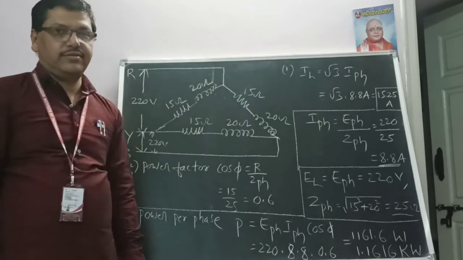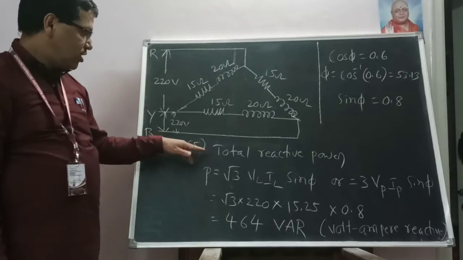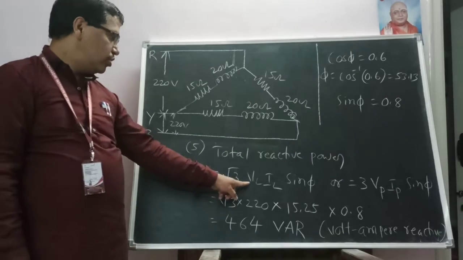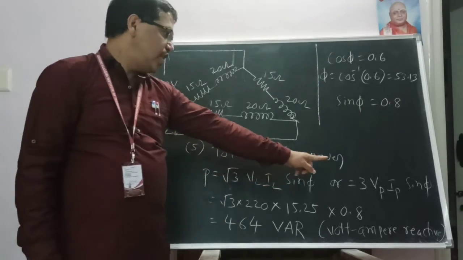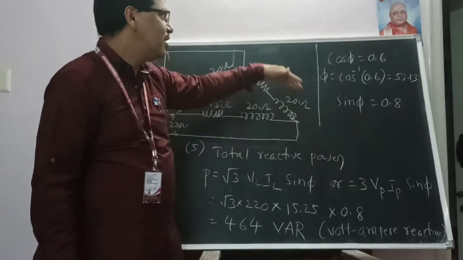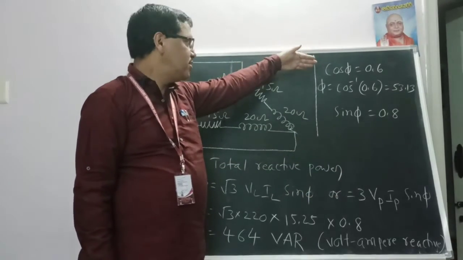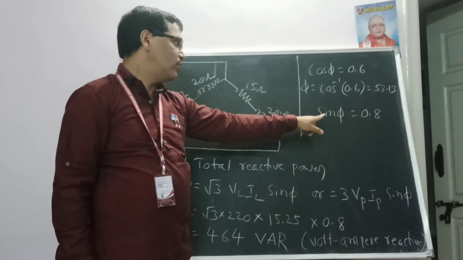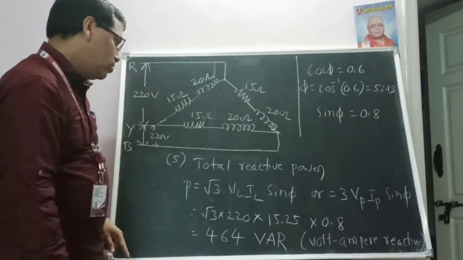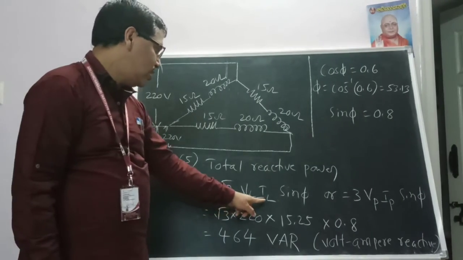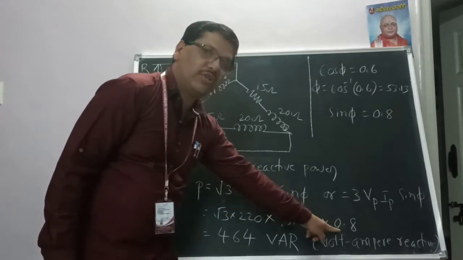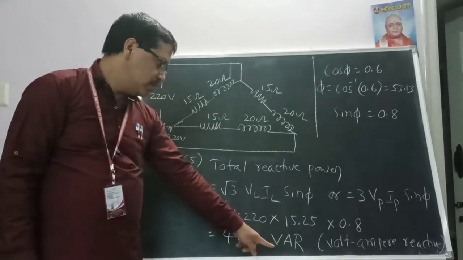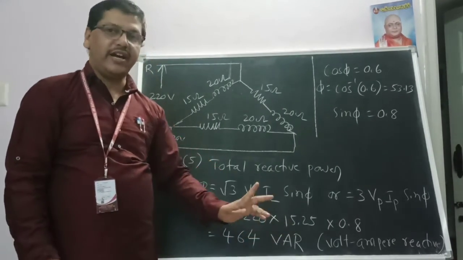which is also called 1.1616 kilowatts. The last, fifth one, is total reactive power. The reactive power relation is Q is equal to root 3 VL IL sin phi, or 3 into V phase I phase sin phi. We already know cos phi is equal to 0.6, so phi is equal to cos inverse of 0.6, which is 53.13 degrees. So sin phi is equal to 0.8. We substitute that 0.8 in place of sin phi in root 3 VL IL sin phi. The answer is 464, and we write it in terms of var, where var is volt ampere reactive.